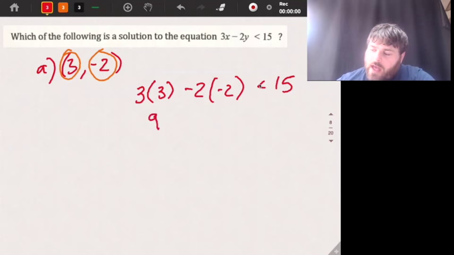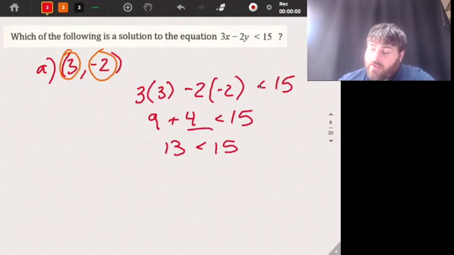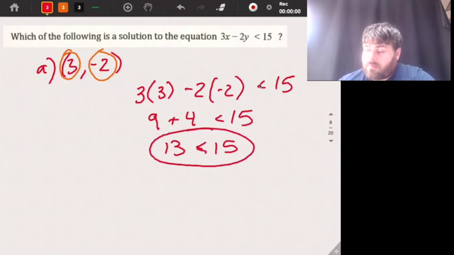3 times 3 is 9. A -2 times a -2 is a +4. We get 9 plus 4 is less than 15. That simplifies to be 13 is less than 15. So I've got this statement here at the bottom. Is it true or false? If it's true, those numbers are solutions. If it's false, they're not. This happens to be true. So we know that that solution is true.